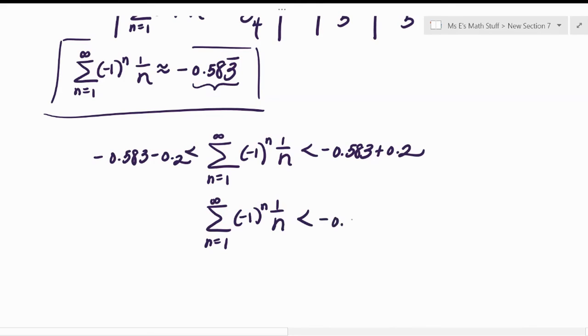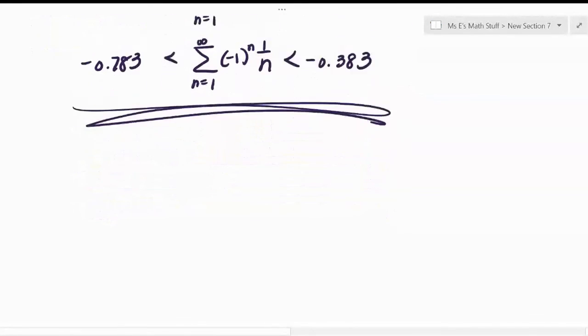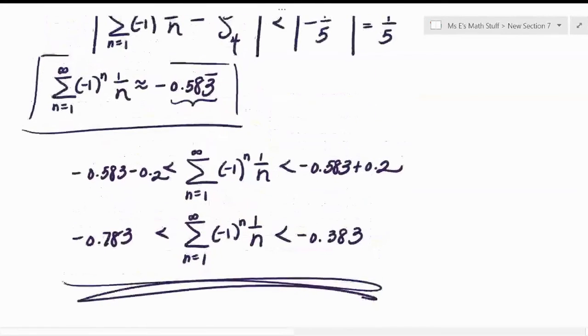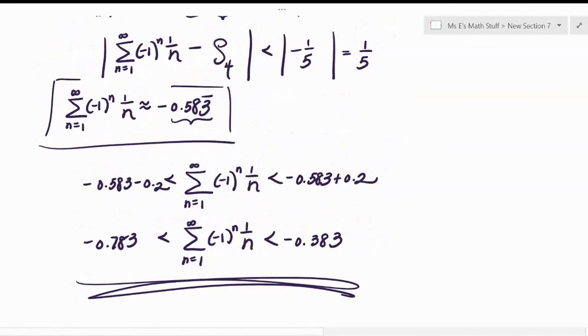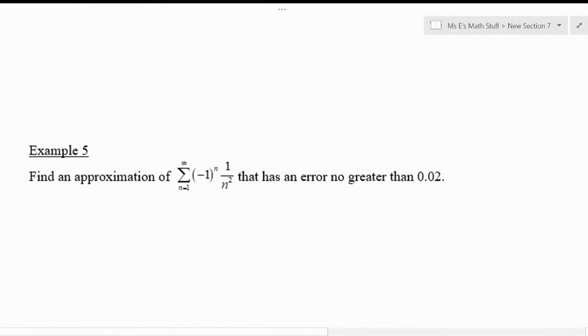Negative 0.383. It's below that number, and it's above this number. So that's an interesting way where you can use your remainder to say we know the actual answer is between these two numbers. As you can see, it's super inaccurate, but maybe you could have used 20 terms, and then you would know your error is no worse than 1 over 21.